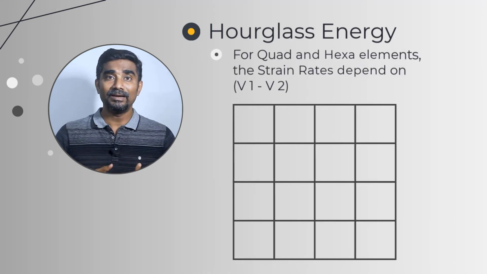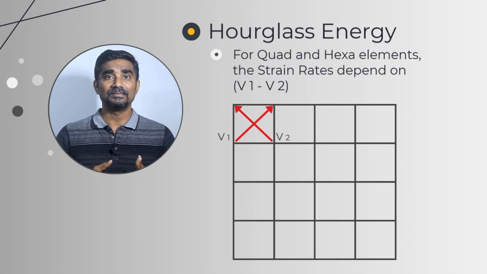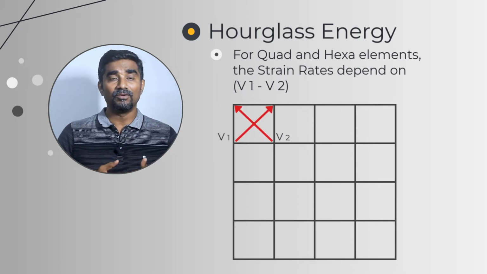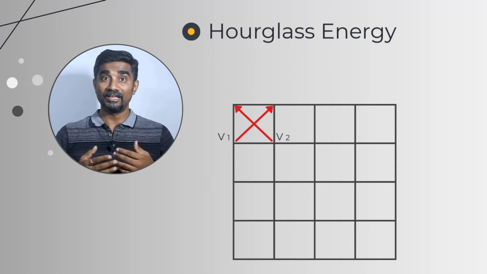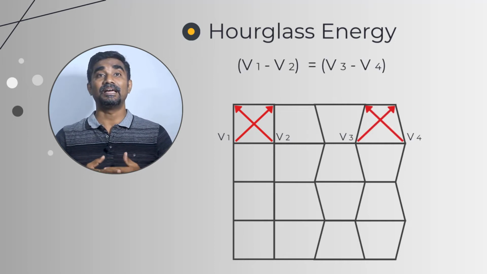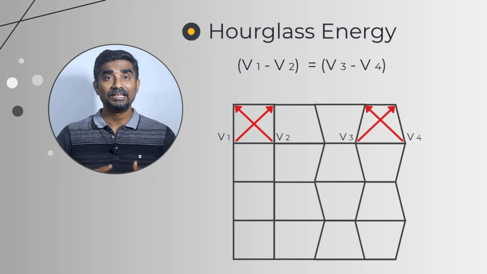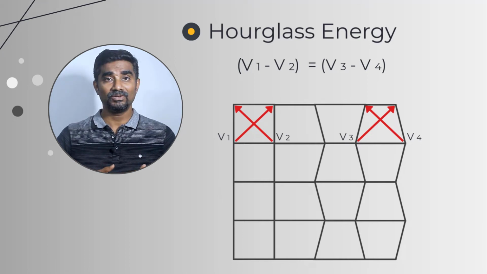For the quadrilateral and hexahedral elements, the calculation of strain rates is based on the differences in the velocity of the diagonal components of the elements. If these elements distort in such a way that the differences in the diagonal components remain unchanged, these elements will have zero strain even if the elements have distorted.